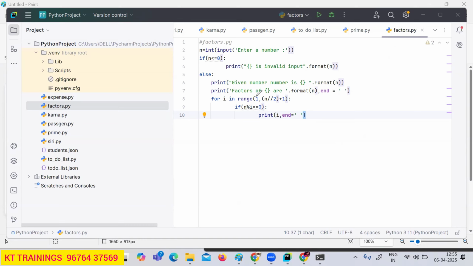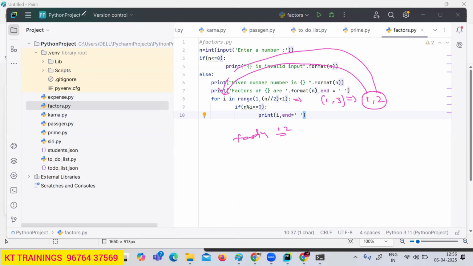Next line, 8th line. Here there is a logic. For i in range of 1 comma n by 2 plus 1. What is n? 4. 4 by 2 is 2, plus 1 is 3. Range of 1 comma 3 means how many values? 1 comma 2 only. It has to check with 2 numbers only. First, 1 goes and is stored in i, checking whether 4 is divisible by 1 or not. Remainder 0, so 1 is printed on the same line. Next, 2 is stored into i. Is 4 divisible by 2? Yes. Factors of 4 are 1 comma 2. That is the result.